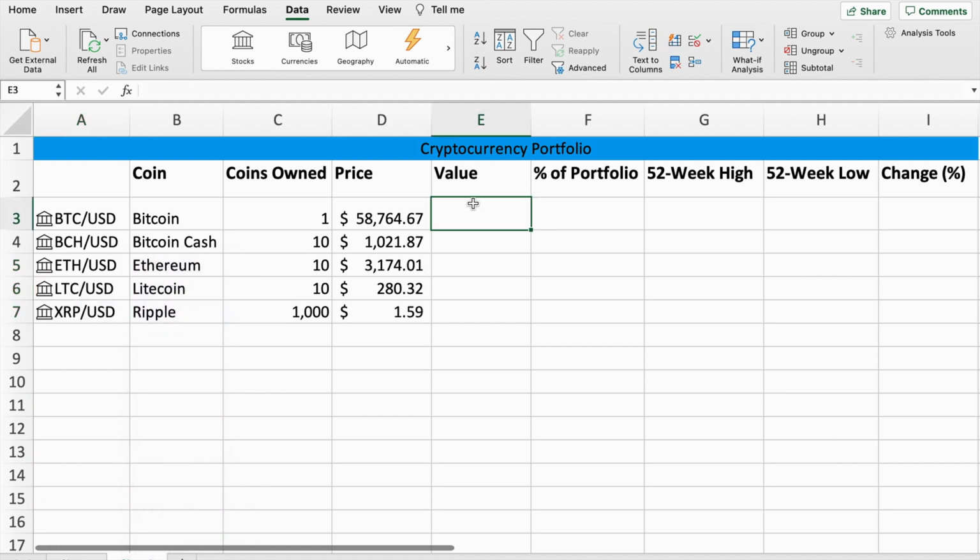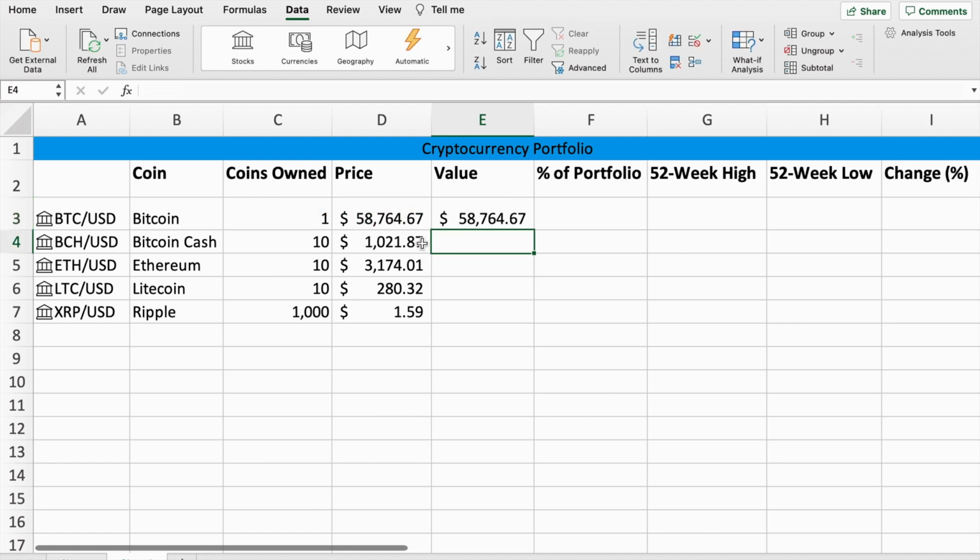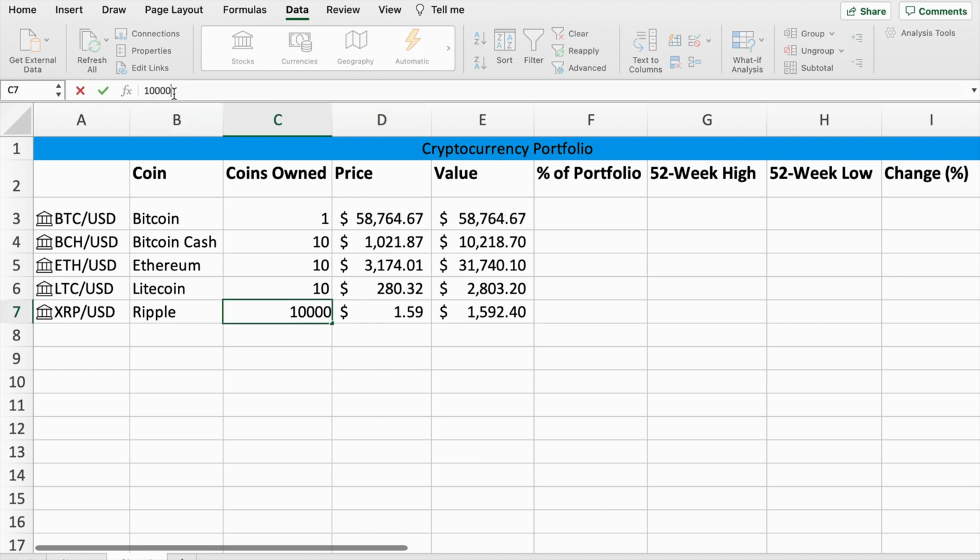So what we're going to do now is work out the value of our hypothetical cryptocurrency positions. So we're going to put in a formula: equals the price cell times the number of coins owned. It's obviously the same for Bitcoin, but if we do the same thing here, times, and you can just drag the same formula down like this. Okay. So what I'm going to do now is just even them up a bit. So instead of 1,000 Ripple, we're going to go 10,000 Ripple, and that will give us 15,000. Instead of 10 Litecoin, we're going to go 15. Actually, no, let's go 150.